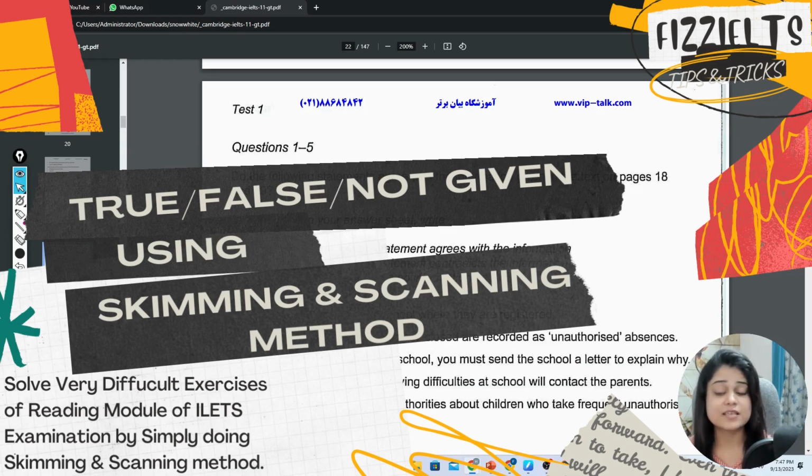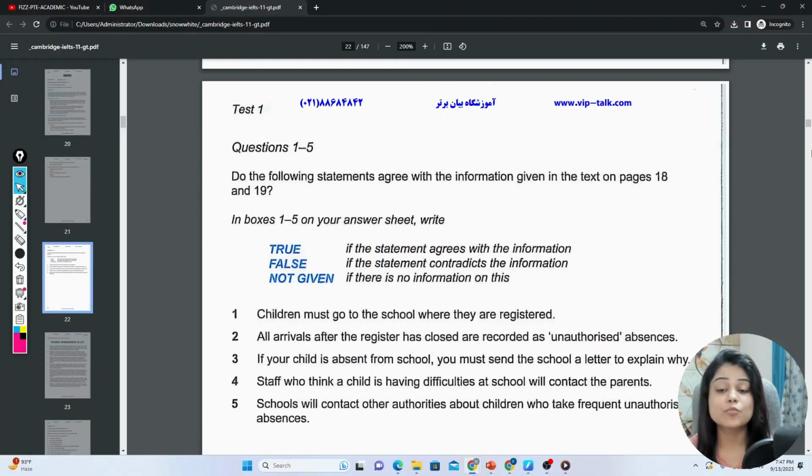However, there are other exercises as well, such as fill in the blanks and matching the headings, that we will discuss in the upcoming sessions. But let's discuss now what true, false or not given is. In true false not given, it is very important that you use the skimming and scanning method. In this exercise, we have to see which statement agrees with the information, which statement contradicts the information, and whether the information is available in the passage or not.